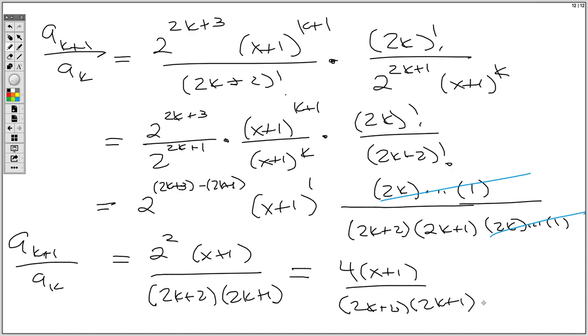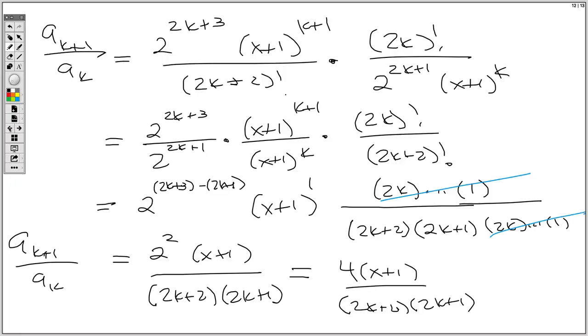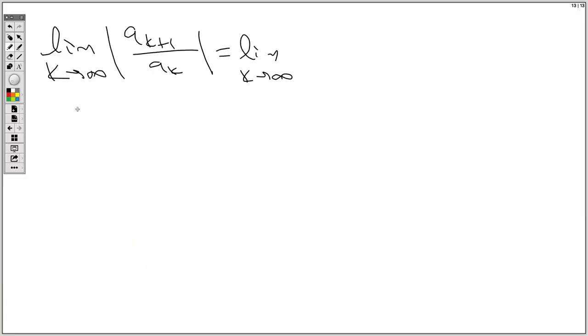And now we're all set to run the thing off to infinity. The limit as k goes to infinity of the absolute value of a sub k plus 1 over a sub k is the limit as k goes to infinity. And remember, the absolute value works well with multiplication, division, and powers. So the absolute value of 4 is 4, all the k's are positive, and I only need absolute value around the quantity x plus 1, because that's the only thing that could possibly be negative.